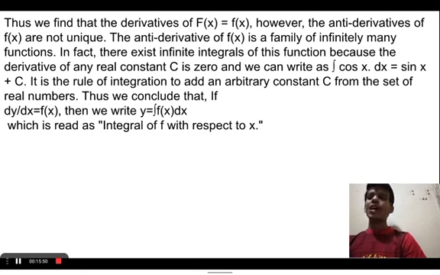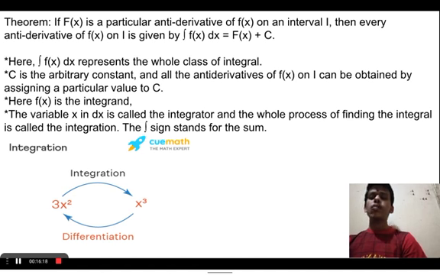Now we'll see the theorem. If F(x) is a particular antiderivative of f(x) on an interval I, then every antiderivative of f(x) on I is given by the integration of f(x) dx, which will give you F(x) plus c. So here, the integration of f(x) dx represents the whole class of integrals. So it includes all the real values of c.